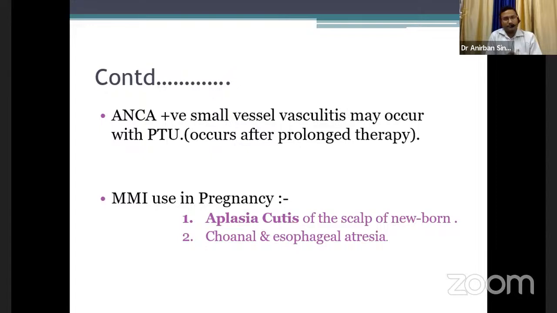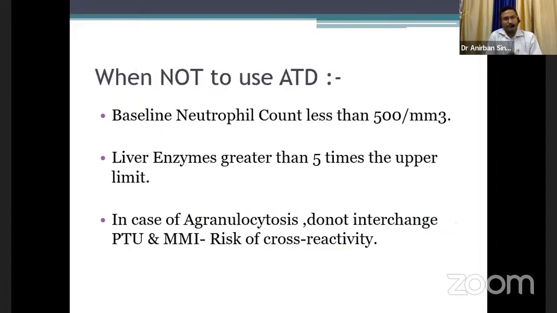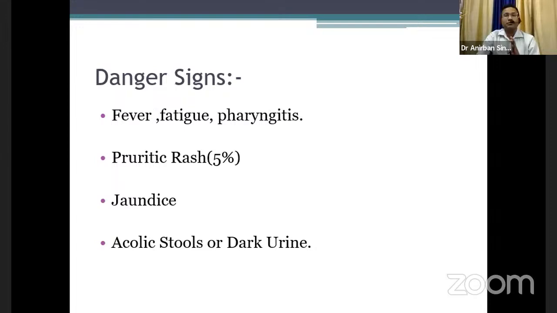ANCA-positive small vessel vasculitis can also occur due to propylthiouracil, and a rare form of aplasia has been documented. These are very rare. When not to use: when the neutrophil count is low. Other measures, as we have discussed. What are the danger signs the patient needs to be explained: fever, fatigue, pharyngitis, pruritic rashes, jaundice, alcoholic stool, or dark urine.